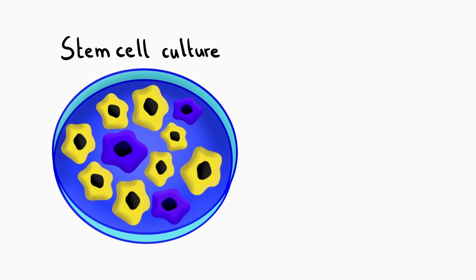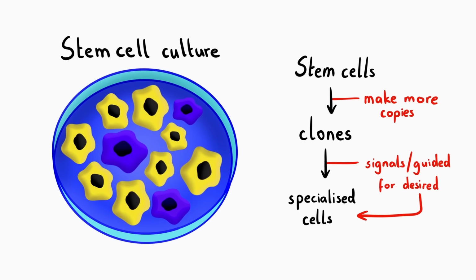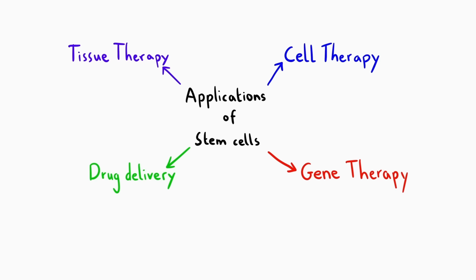Both embryonic and adult stem cells can be grown in laboratories. Scientists can clone them to make genetically identical copies and guide them to differentiate into specific cell types. Stem cells have enormous potential for treating diseases and injuries. Adult stem cells are already being used in medicine today.